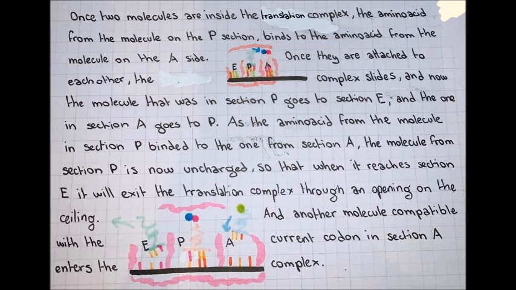As the amino acid from the molecule in section P binded to the one from section A, the molecule from section P is now uncharged, so that when it reaches section E, it will exit the translation complex through an opening on the ceiling, and another molecule compatible with the current codon in section A enters the complex.